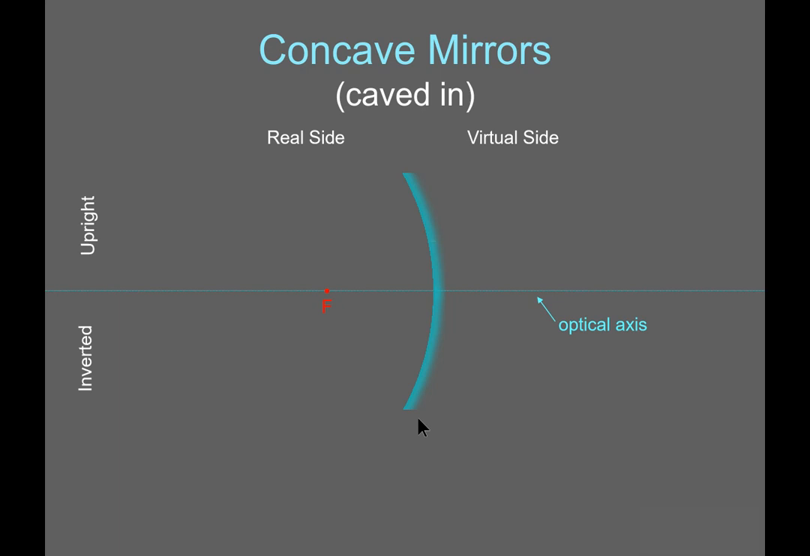And when you're dealing with mirrors, you have the real side and you have the virtual side. Remember, you have the world we live in, then you have Alice's world over here. And your optical axis, again, makes a perfect 90 degrees here. You have upright and inverted, and we'll get to the real side and virtual side.